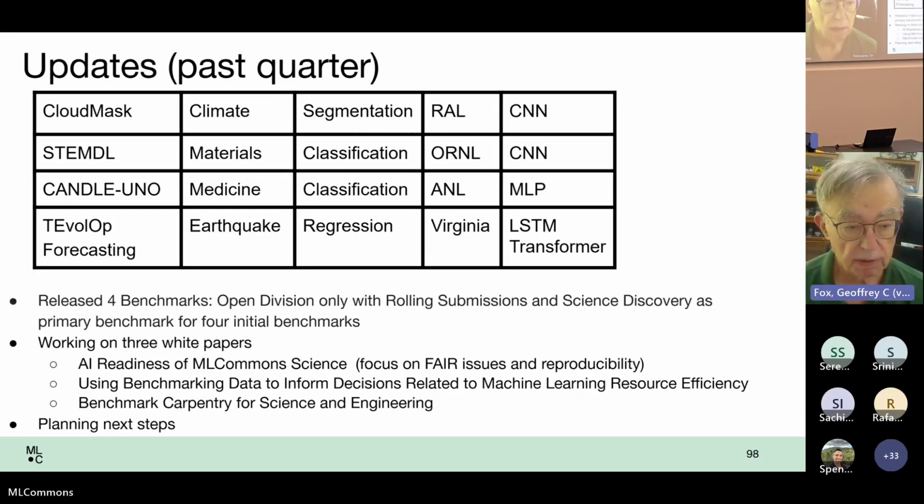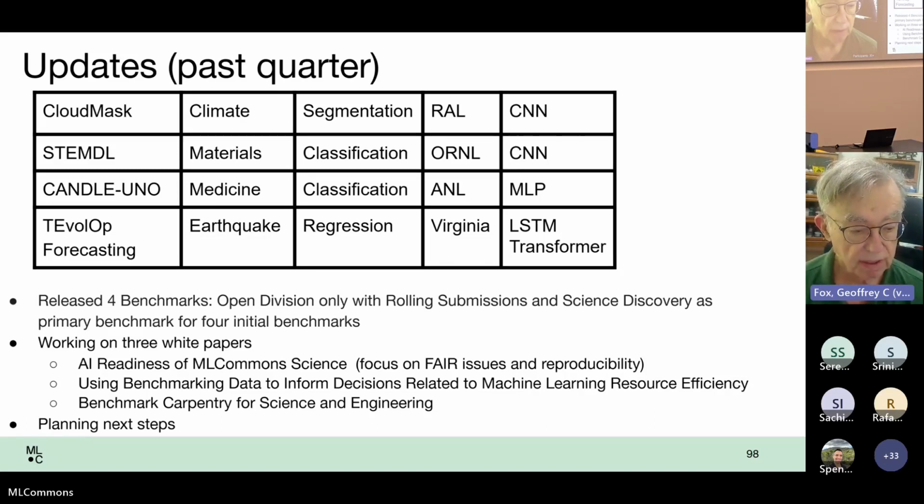So here is what we're doing. David mentioned at the beginning, we released finally our first benchmarks, which cover satellite imagery, material science, drug discovery, and earthquake forecasting. This is unusual for MLCommons in that it's only got an open division and it has rolling submissions. And as I mentioned, scientific discovery is the main metric.